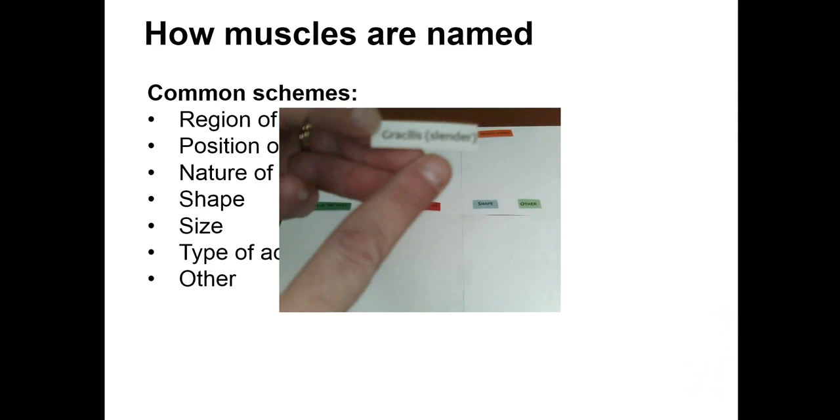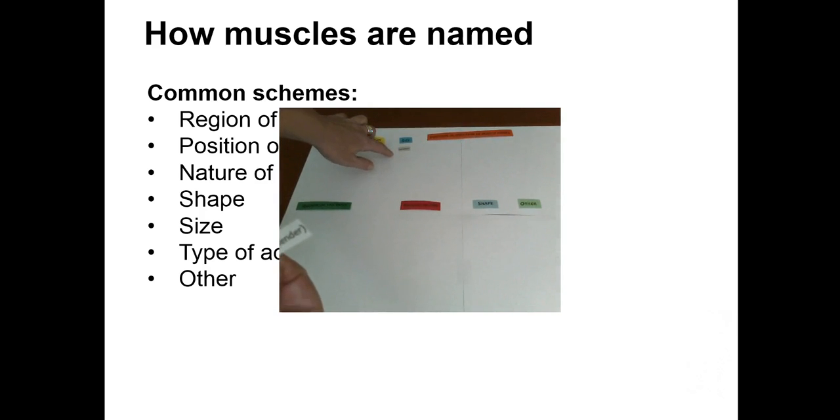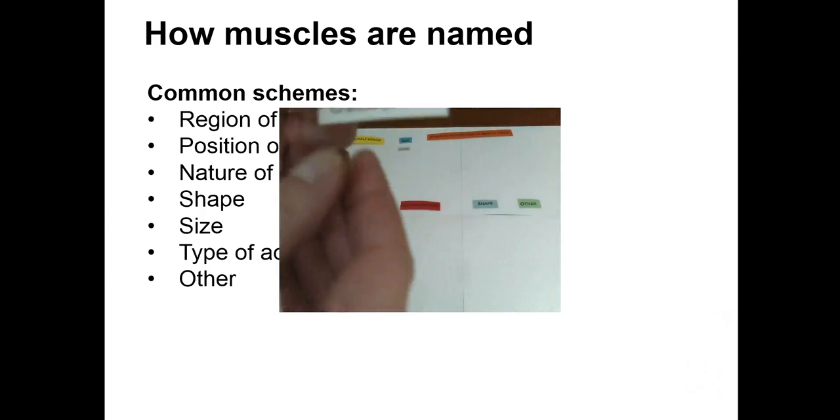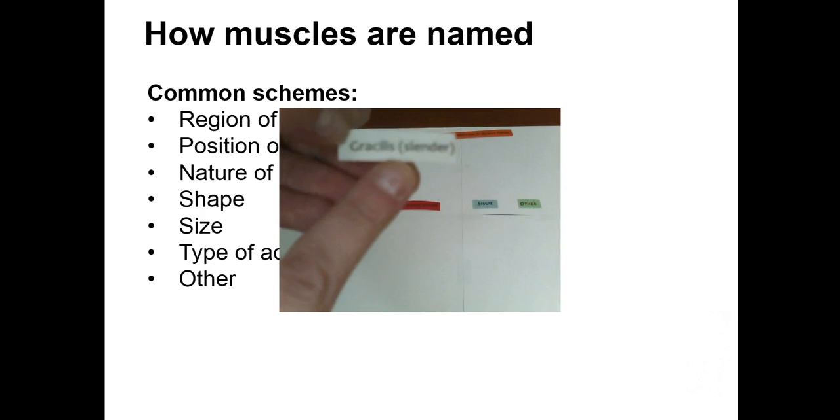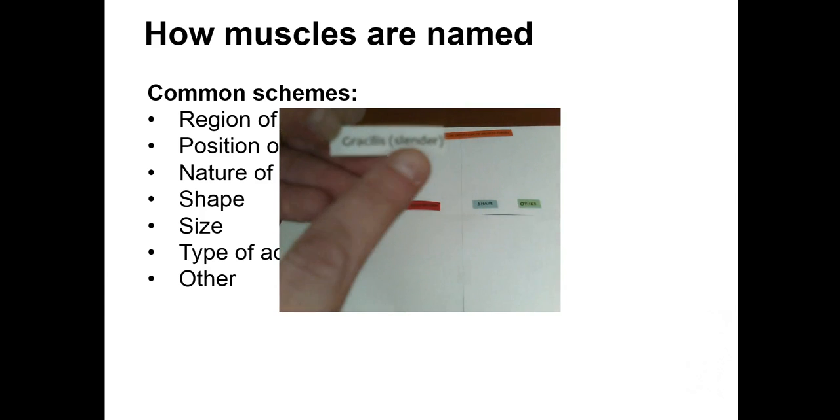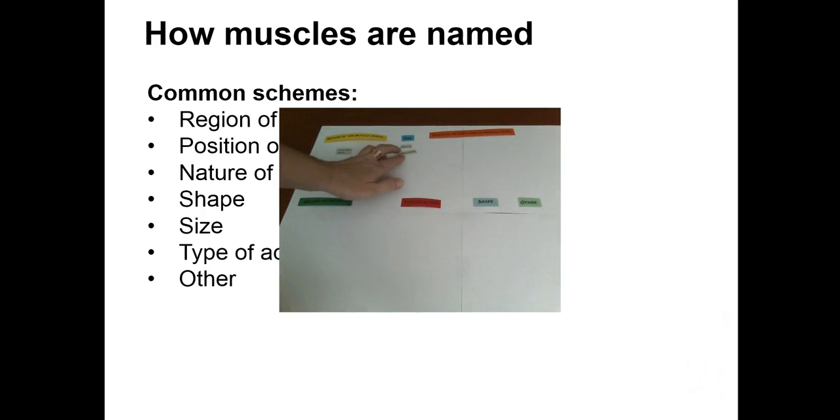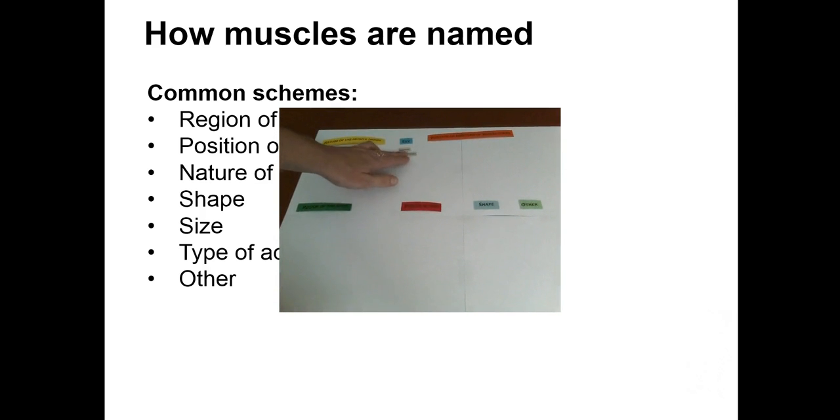Now my suggestion is things like Maximus, you probably already have in your head somewhere. You know that. But if you're like most of my students, gracilis is going to be new. And so this would be one that you would want to write down and make sure that you know that gracilis means slender. And so we're going to put that one under size.